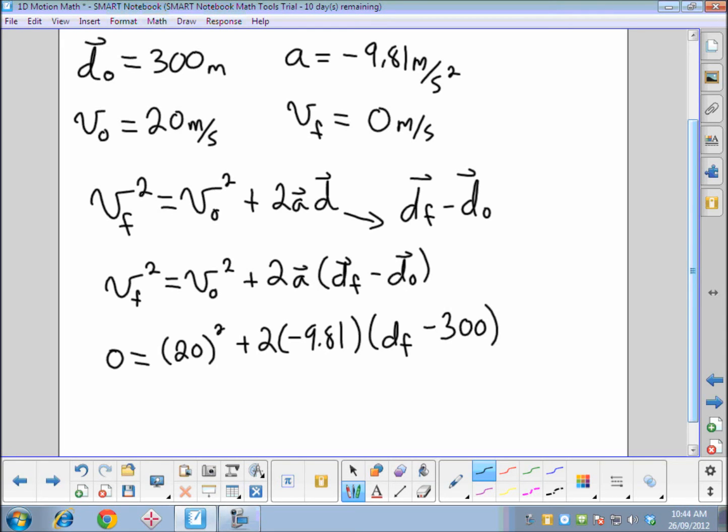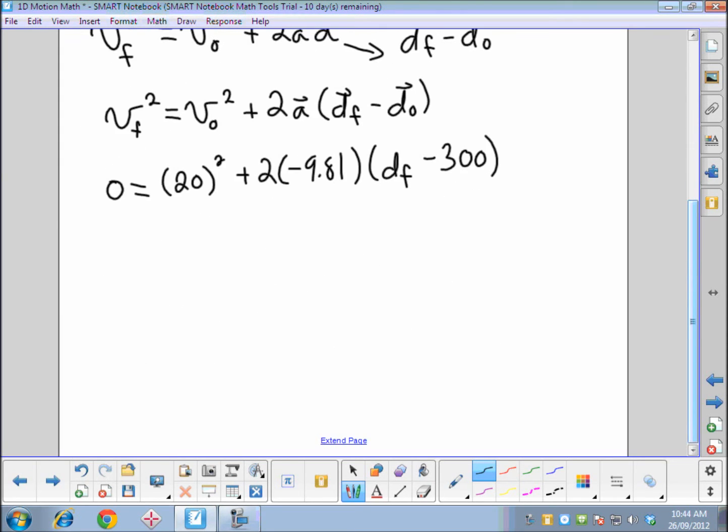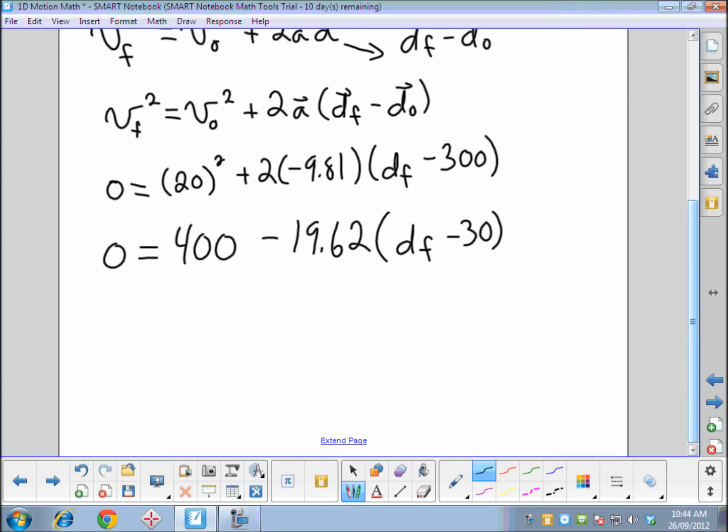So just working with that right side, simplify it a little bit. 20 squared is 400. 2 times negative 9.81 will be negative 19.62. And I didn't do anything with the brackets yet. Now be careful with the math here. That negative 19.62 has to multiply both terms inside of those brackets. Forgetting one, and your question is wrong. You've done the wrong math.